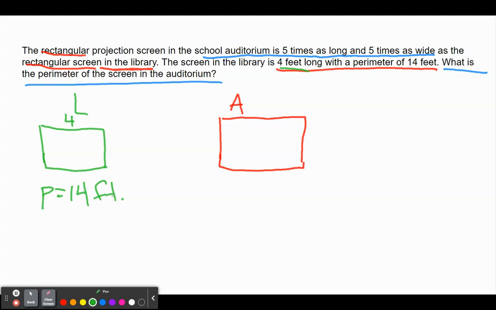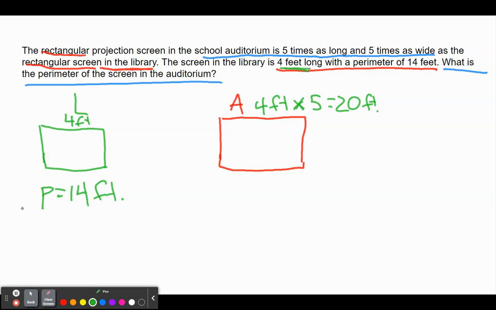All right. So we've got to figure out, okay, what information from the library screen can we use for the auditorium? We know that the auditorium screen is 5 times as long and 5 times as wide as the library screen. The library screen is 4 feet long, which means if we want to solve for the auditorium, it is 5 times as long. So I can take 4 feet times 5, and that's going to give me 20 feet, right? So we know how long the auditorium screen is. Let's see if we can figure out how wide it is. It is 5 times as wide as the library screen.